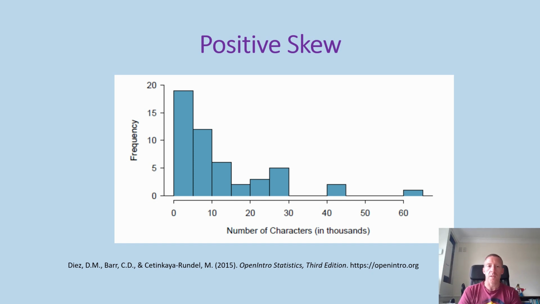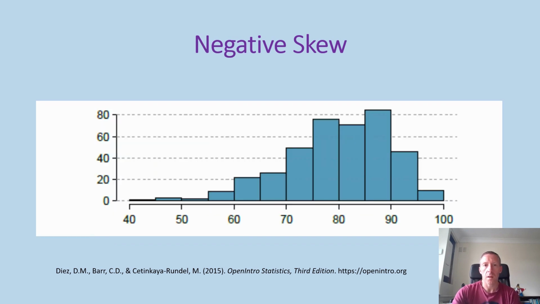So it means a lot of the scores are at low numbers, but there's some small frequency of values going up to the higher numbers. As you can see, there's one or two people that have got scores of like 60 and 40, things like that. The opposite of that is the negative skew. Here we've got this long thin tail going down towards the lower numbers.